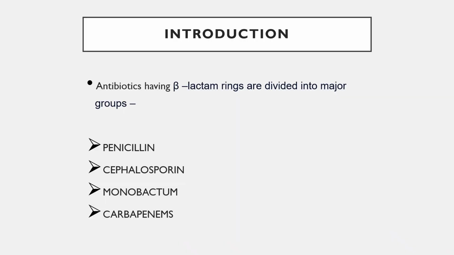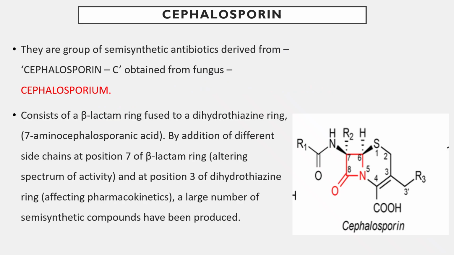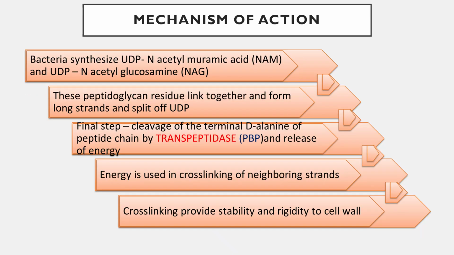Then comes cephalosporin. Antibiotics having beta-lactam rings are divided into major groups, which are penicillin, cephalosporin, monobactam, and carbapenem. Cephalosporins are a group of semi-synthetic antibiotics derived from cephalosporin C, obtained from the fungus Cephalosporium. It consists of a beta-lactam ring fused to a dihydrothiazine ring. By addition of different side chains at position 7 of the beta-lactam ring and at position 3 of the dihydrothiazine ring, a large number of semi-synthetic compounds have been produced.